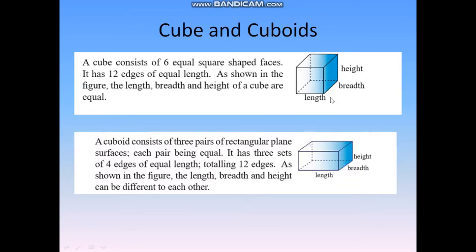What is a cube? In a cube, all the 6 faces are equal to each other and they are square shaped. In a cuboid, there can be square shaped faces, but there are also rectangular shaped faces.